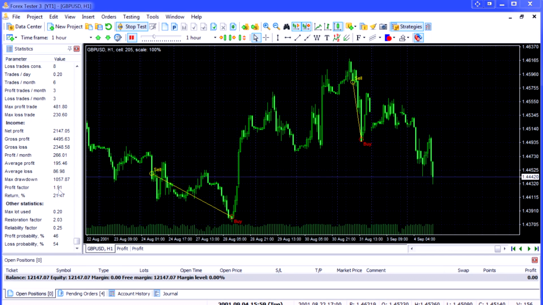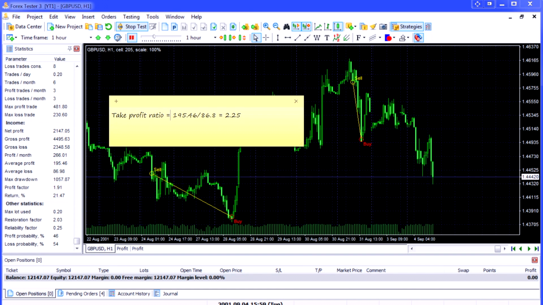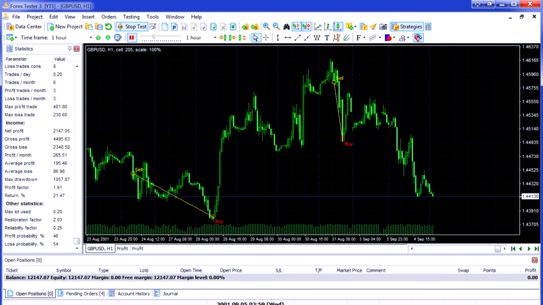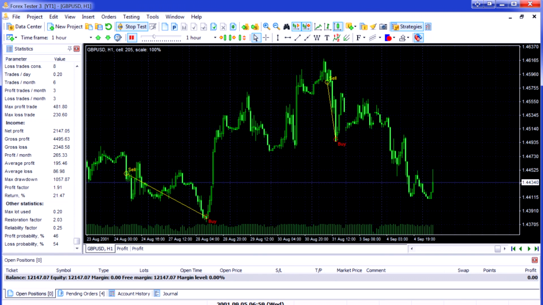Okay. Now the other metric we look at is the take profit ratio, which, as you will recall, is the average win divided by the average loss. 95.46 divided by 86.98, these numbers here, equates to a take profit ratio of 2.25. And clearly, as you place new trades in the back test, you'll see the metrics on the left change as well.